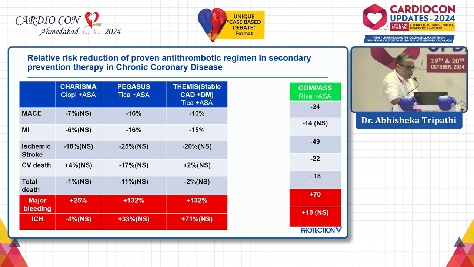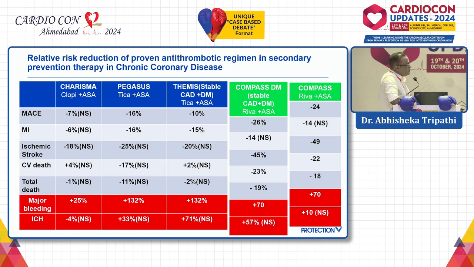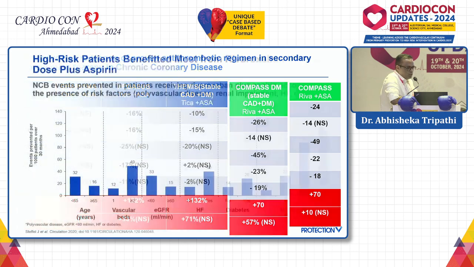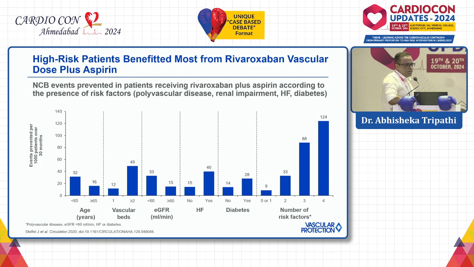Now, if you see the diabetic subset, like in this patient, COMPASS DM, stable CAD with diabetes, here again the MACE was further decreased, the stroke was further decreased, CV death was decreased, all-cause mortality was decreased, and the bleeding did not increase significantly. There was no significant reduction in MI, but all other ischemic endpoints, and most importantly the mortality, CV death and all-cause mortality, were decreased once you add rivaroxaban to aspirin in patients with diabetes and stable CAD post-PCI. So high-risk patients benefited maximum with rivaroxaban vascular dose plus aspirin.